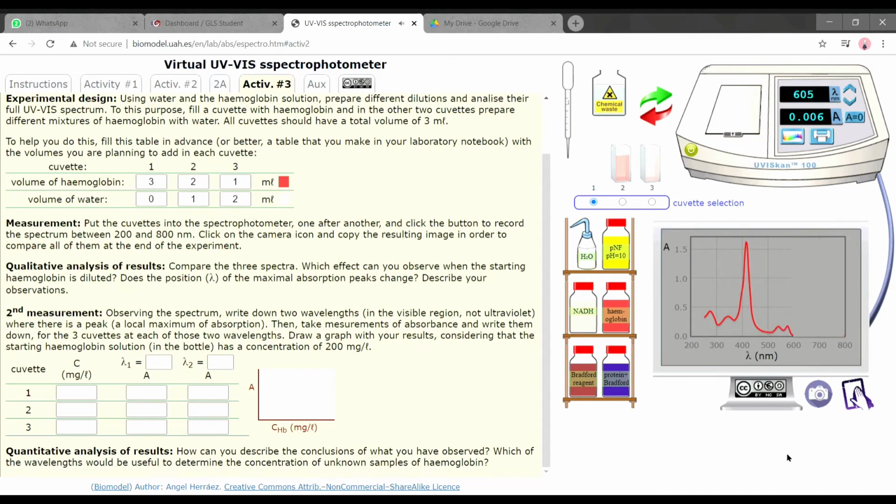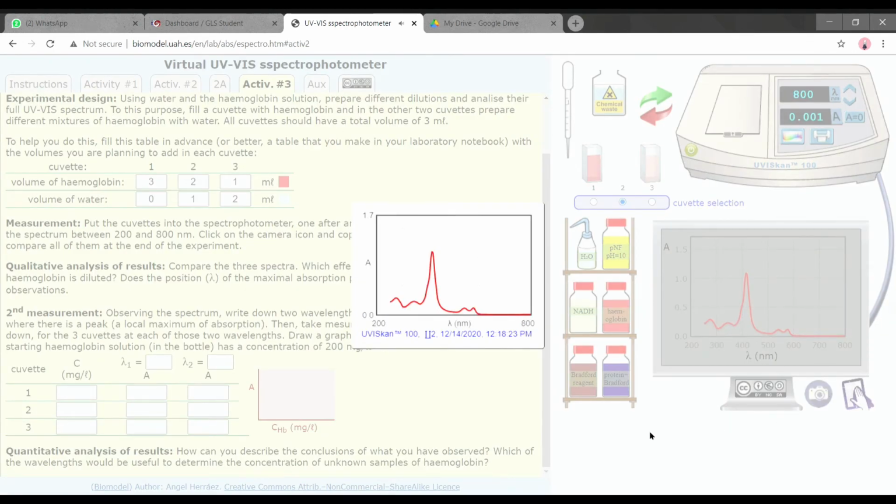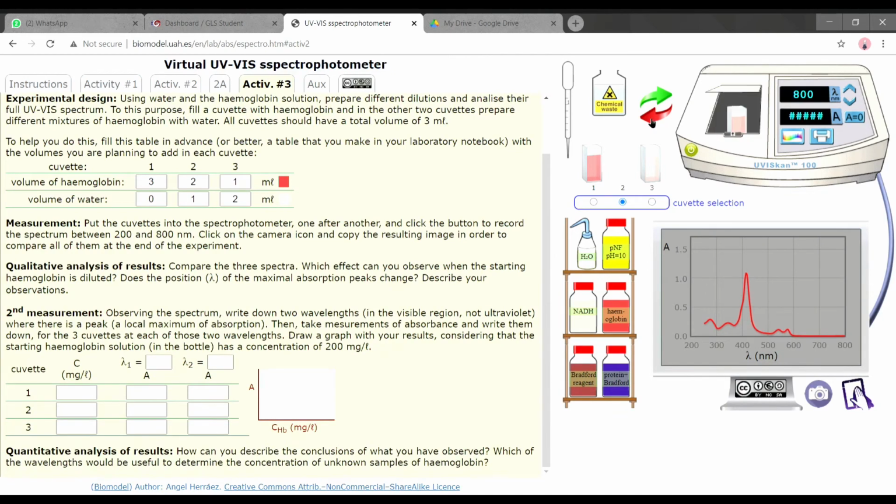So this is the spectrum for the cuvette 1. This is the spectrum for the cuvette 2. This is for the third cuvette.